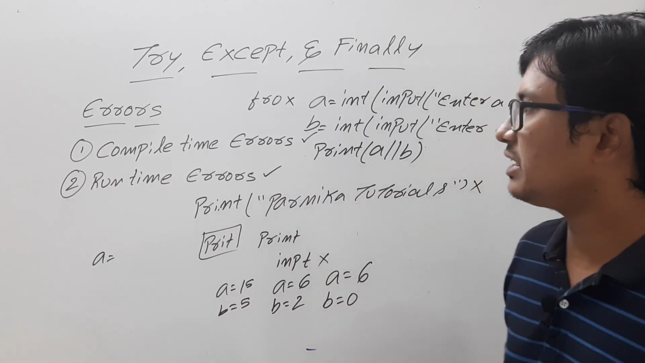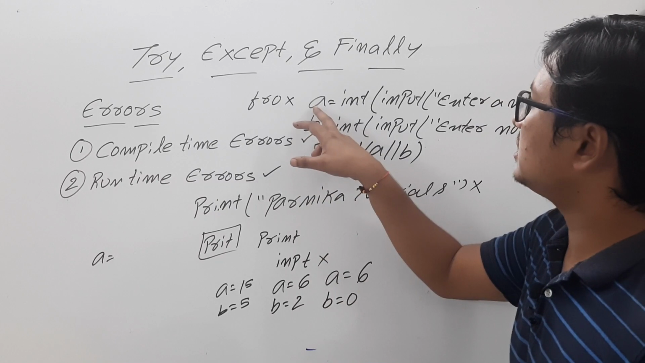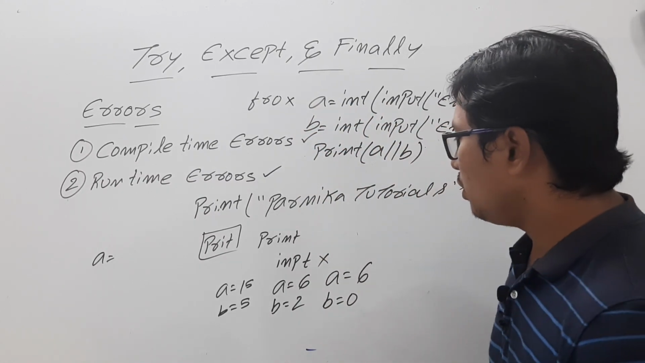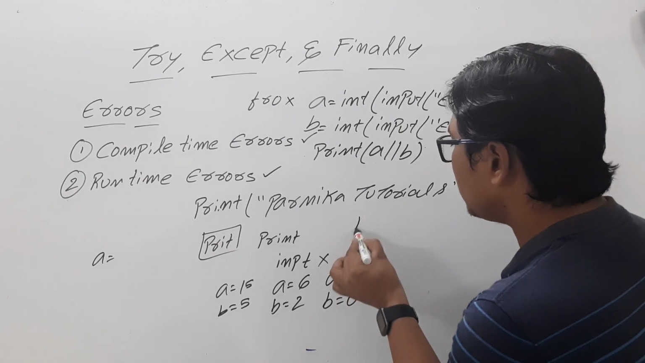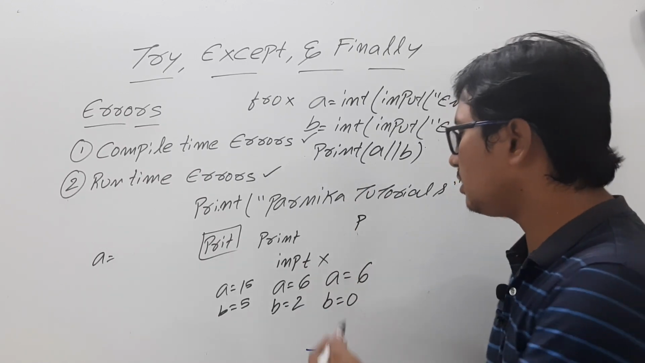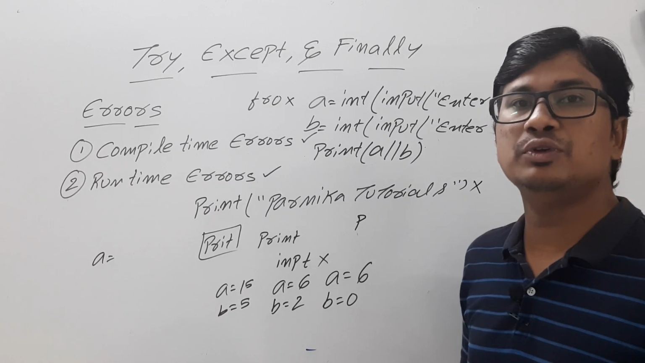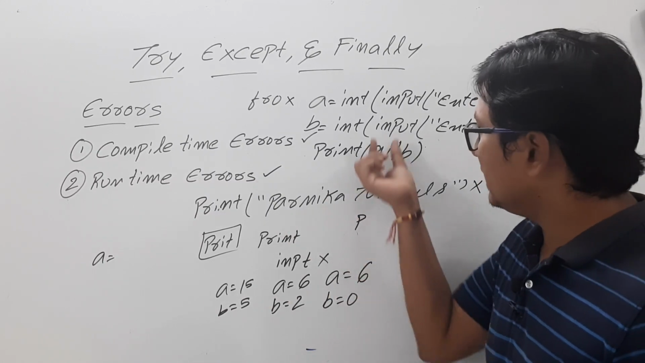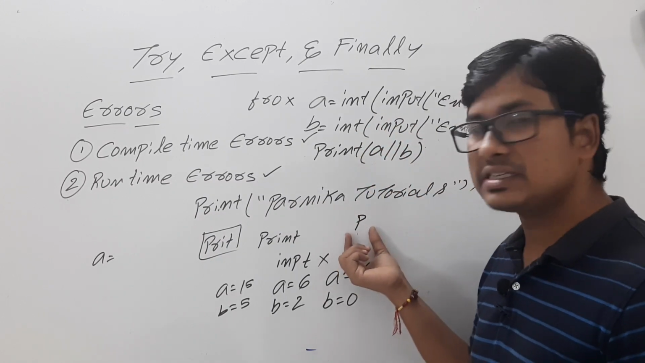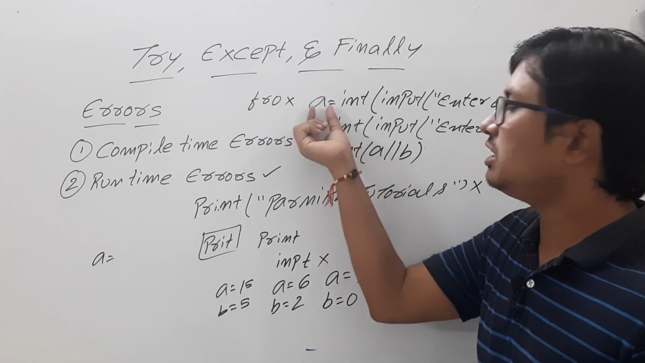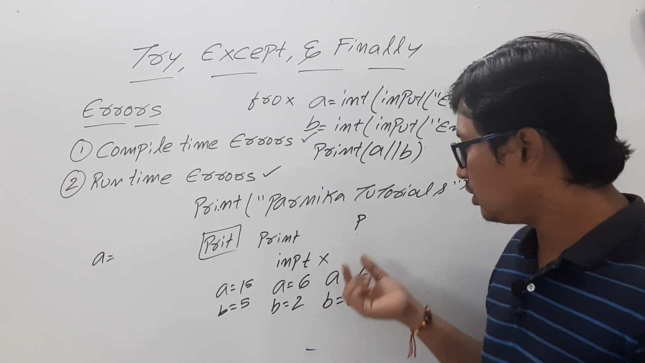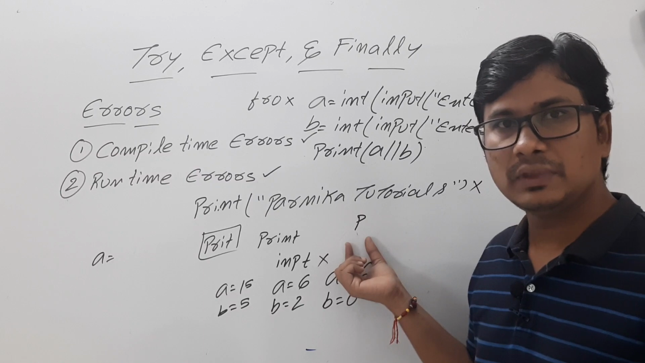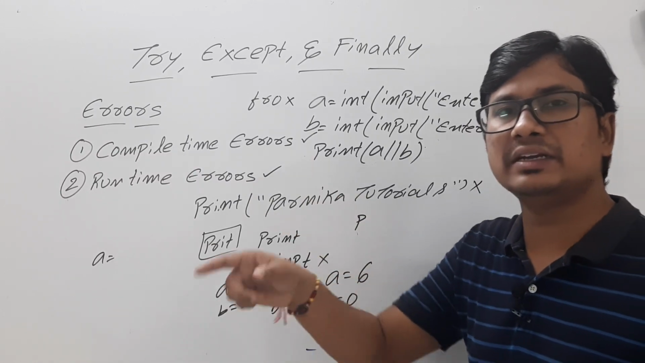Or similarly, I will tell one more example. Let's take that a is equal to int of input, enter a number. Now, what the user is doing, instead of entering a number, he has entered a character. Let's take that p. Then it will give you a runtime error saying that you want to enter a number, but user has entered a character, then it will give an error for you. Are you able to understand? This kind of error we'll call as value error, because user was supposed to enter a number but he entered a character.